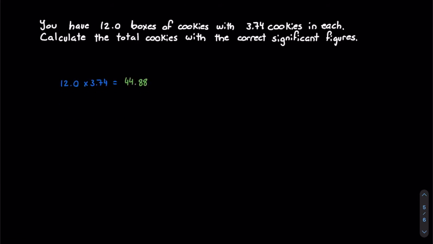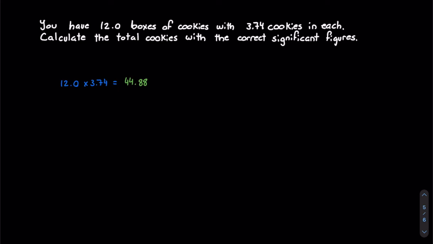So now let's give one last little example in kind of a word problem, like you would see on your actual exams and etc. This is just very simple with cookies, but the system applies the same. So let's say you have 12.0 boxes of cookies with 3.74 cookies in each. Calculate the total cookies with the correct significant figures.